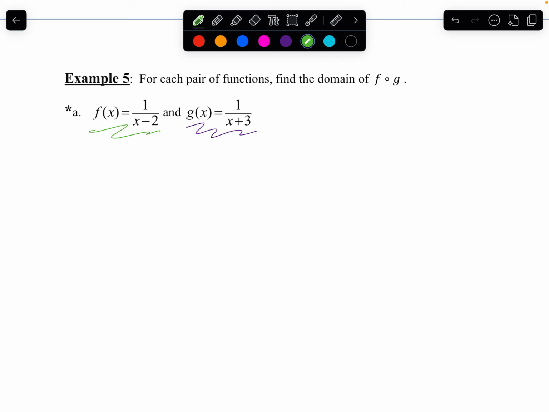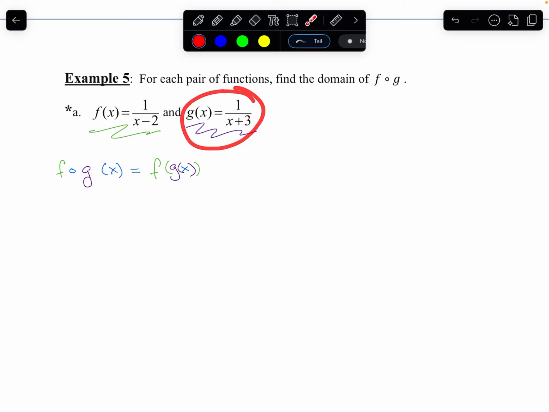So we're going to see f composed of g of x. So this is defined as f of g of x. Okay. And so let's go ahead. We're going to plug in g of x into f. So this whole function, this expression, is going to be plugged in just for that x term.